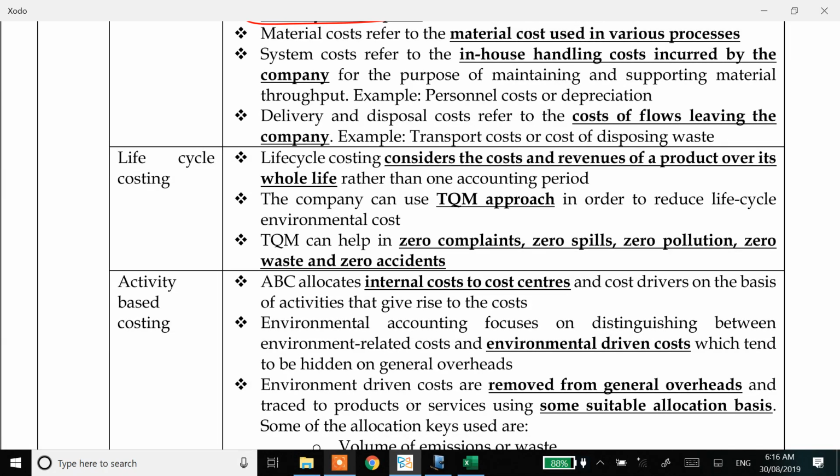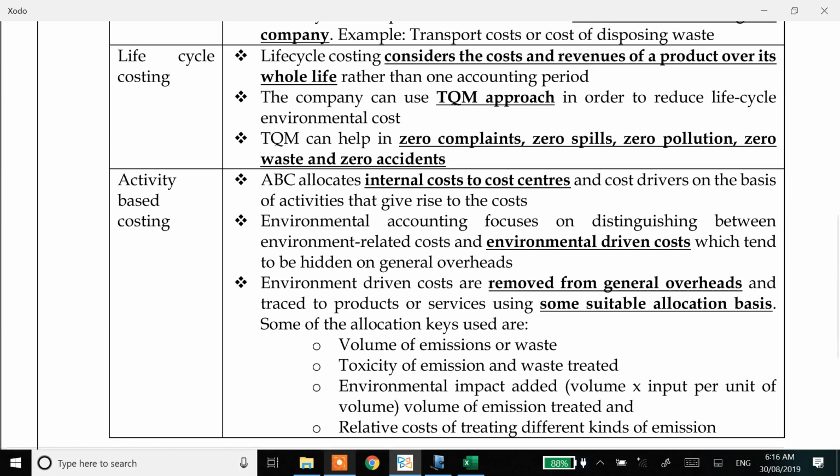Activity based costing is basically a technique which finds the right driver for the cost to take place. It basically finds the correct cost driver. So if I use activity based costing, it will help me in measuring the environment cost properly, and also it will help in minimizing the environmental cost. So ABC allocates internal cost to cost centers.